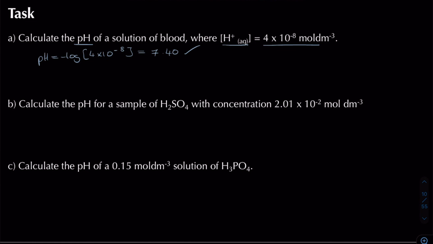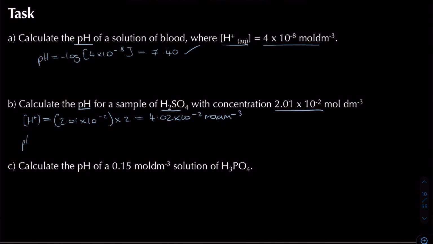Next one, calculate the pH of a sample of H2SO4, and the concentration given is going to be 2.01 times 10 to the power minus 2. That's of our acid. We need to find pH, so we need to find the concentration of H plus. So in that case, I can see that I've got a diprotic acid. So to find the concentration of H plus, I'm going to take the concentration of this strong acid and multiply that by 2. So I end up with 2.01 times 10 to the power minus 2, multiplied by 2, and what I end up with is 4.02 times 10 to the power of minus 2, and that's going to be mole per decimeter cubed in itself.